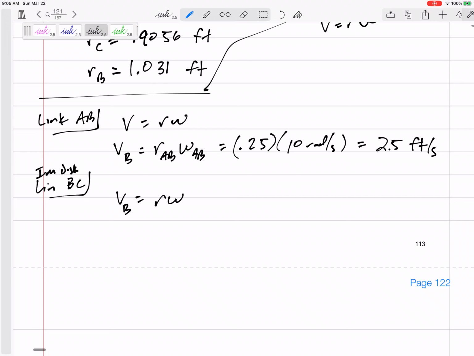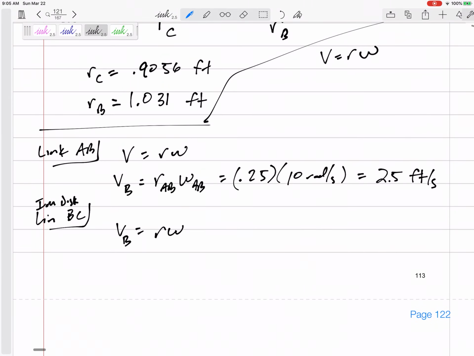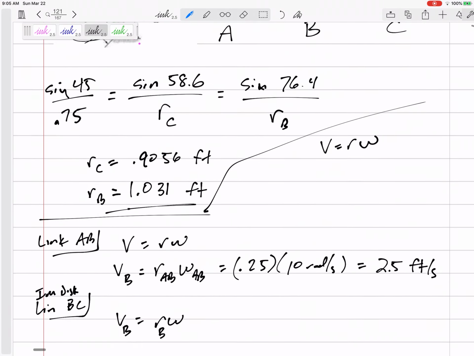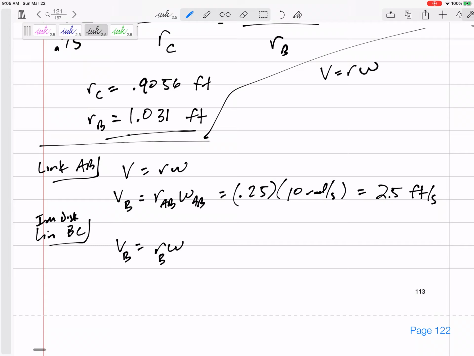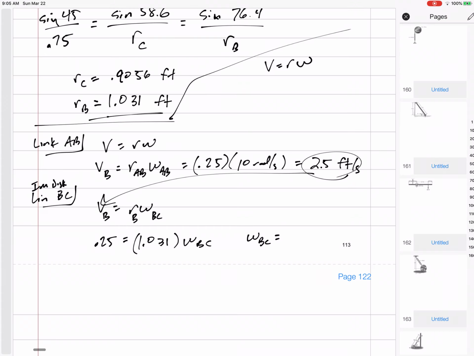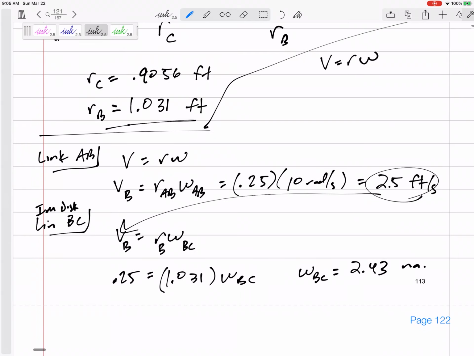So for this VB, this R would not just be 0.75. It would not just be RBC. That's got to be the R to the center of rotation. So this is RB right here, the 1.031 feet that we found, times omega. Also, it's not the same omega. I'm not looking at the same rigid body. Now I'm looking at BC. So I know this 0.25 equals 1.031 times omega BC. Omega BC would be 2.43 radians per second.